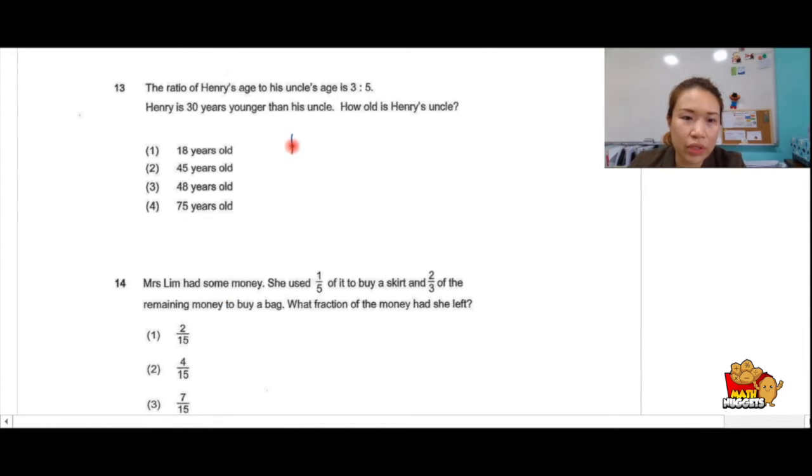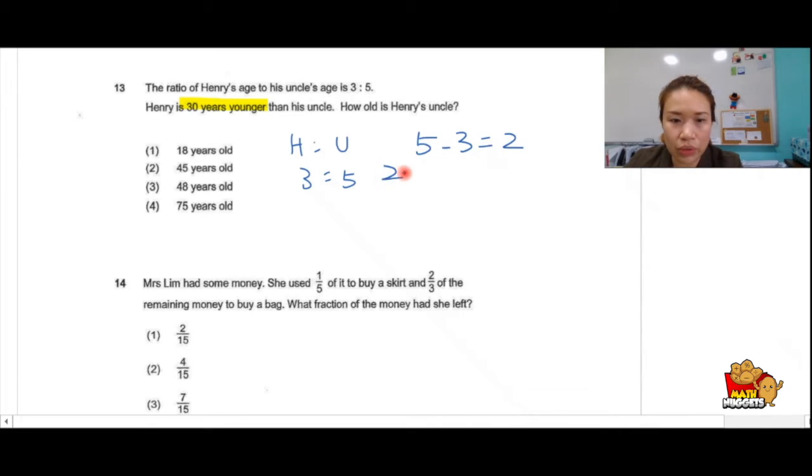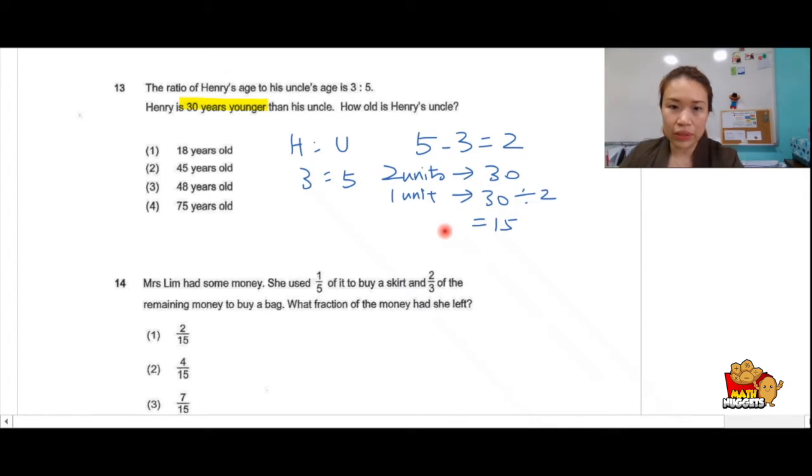Question 13, we have Henry is to uncle, is 3 is to 5. We know the age difference is 30. So 5 units minus 3 units is 2 units. So 2 units would be the difference, which is 30 years. To find 1 unit, we take 30 divided by 2. 1 unit is 15. So how old is Henry's uncle? Henry's uncle is 5 units. Then we take 15 times 5, which gives us 75.